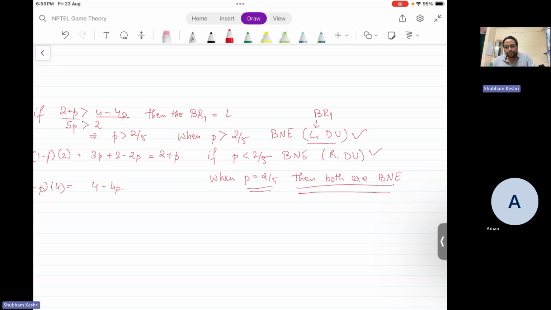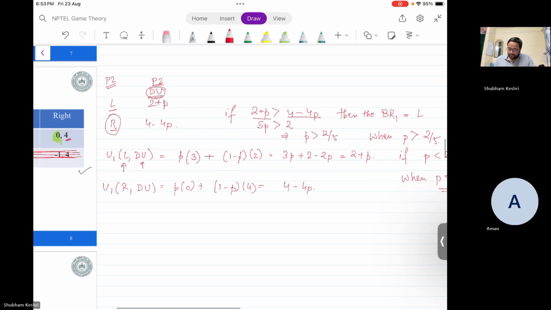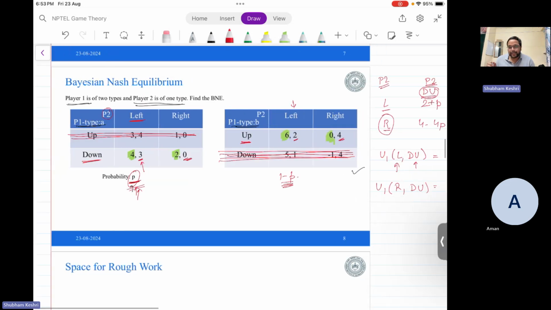So it depends upon the probability P. When you fix this probability P, you will get the exact Nash equilibrium. Since we don't know the value of P, the Bayesian Nash equilibrium depends upon the probability P.